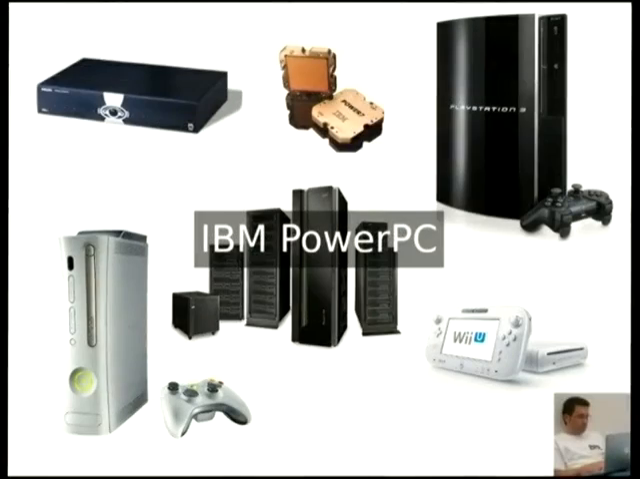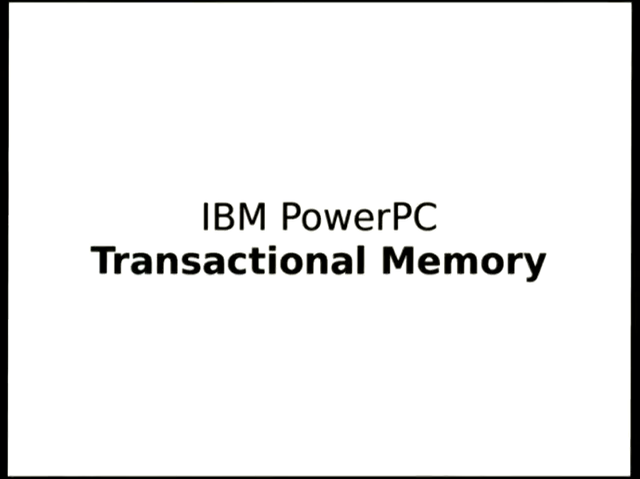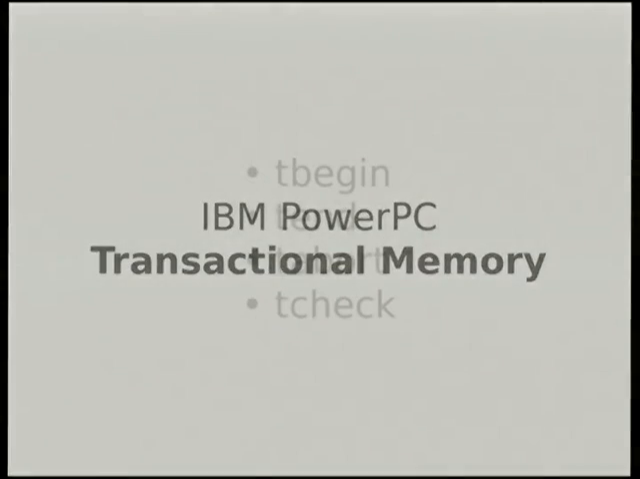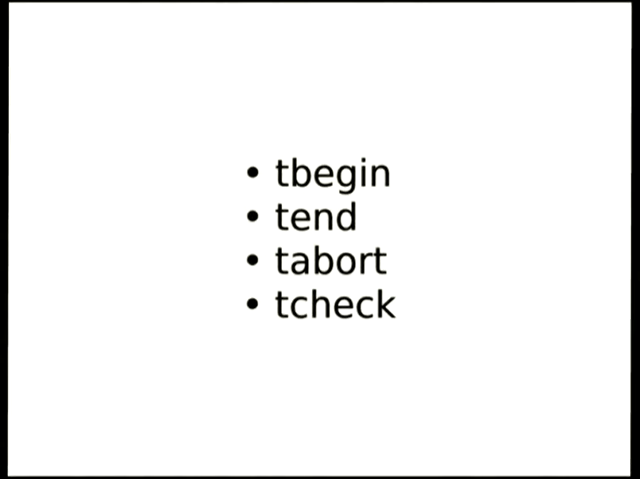So on PowerPC, what does this look like? Well, PowerPC is what I work on. On POWER8, we are introducing transactional memory, and this comes with 4 basic instructions, which are tbegin, tend, tabort, and tcheck. Exactly the same as x86.